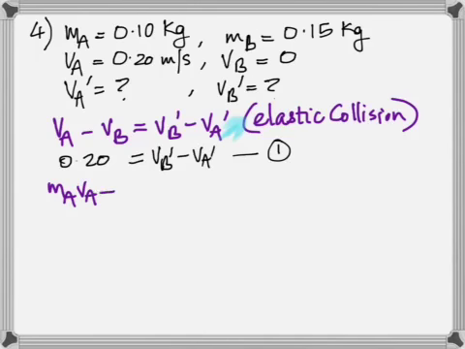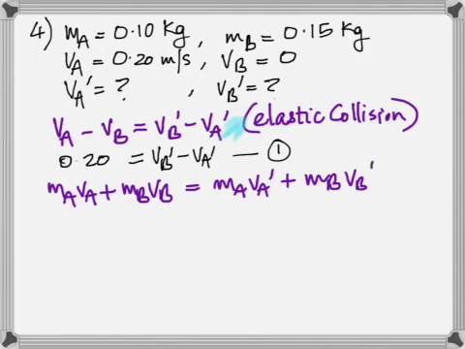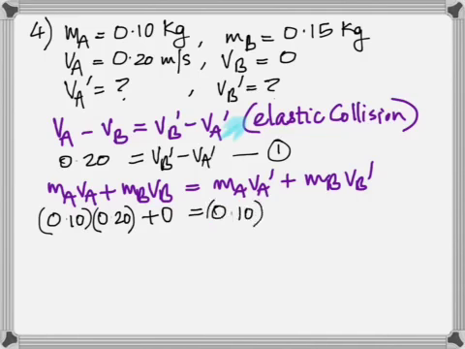And then by the conservation of momentum, you add the initial momenta together. That should be equal to the final momentum. So plugging in the numbers carefully, 0.1 times 0.2 plus 0 is equal to 0.1 v_A prime plus 0.15 v_B prime. That's our second equation.